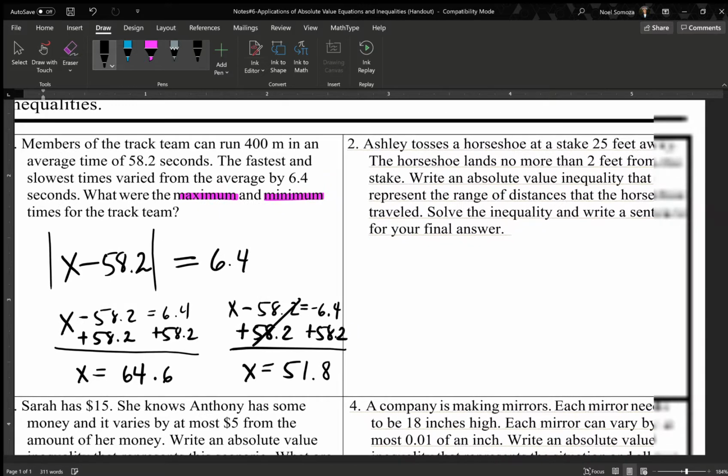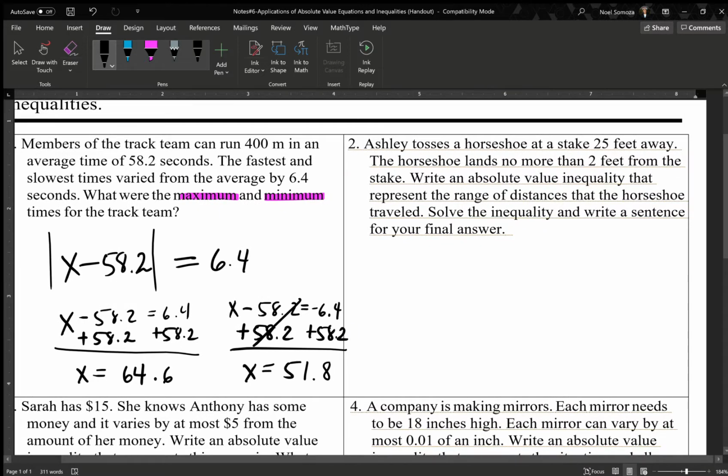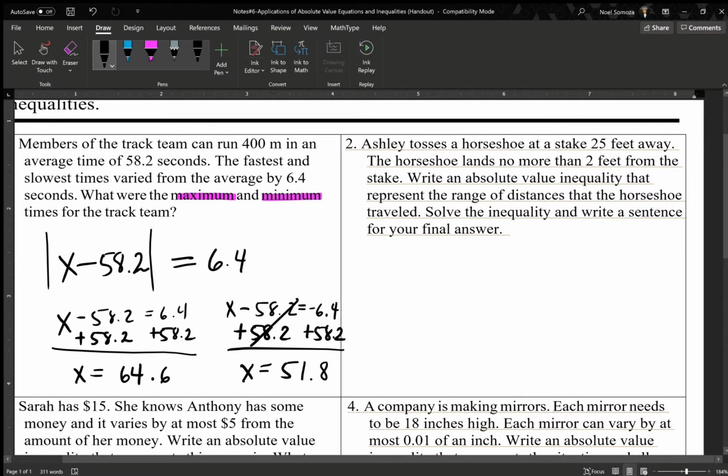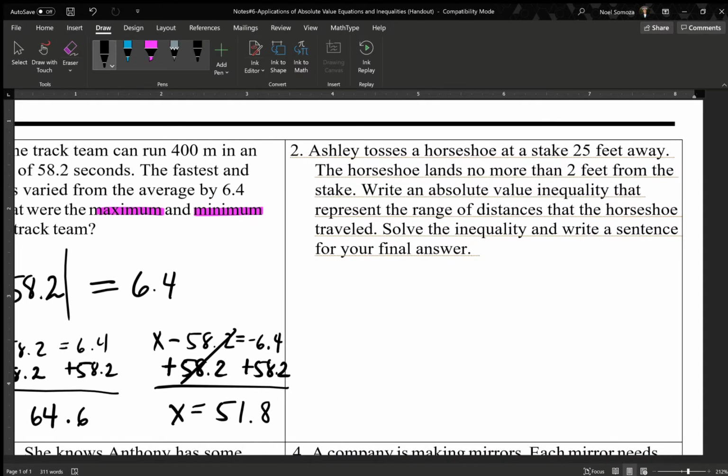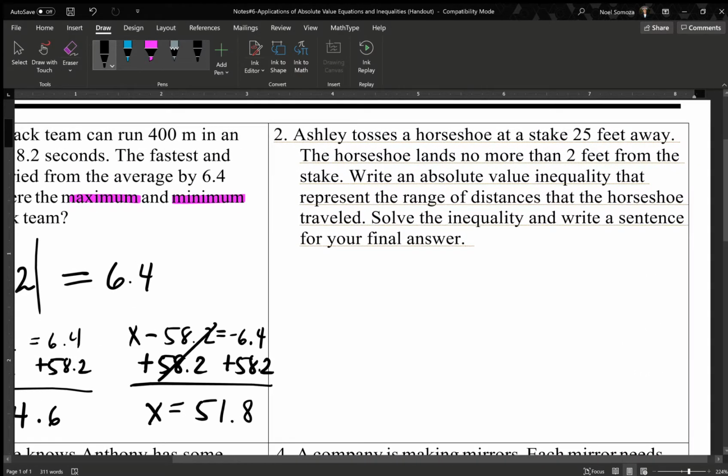Any questions so far? No. All right. So here we have another scenario. Ashley tosses a horseshoe at a stake 25 feet away. So it's that metal horseshoe. You throw it, try to land it on the stake. I've never actually played it. I played cornhole, where you toss the beanbag.